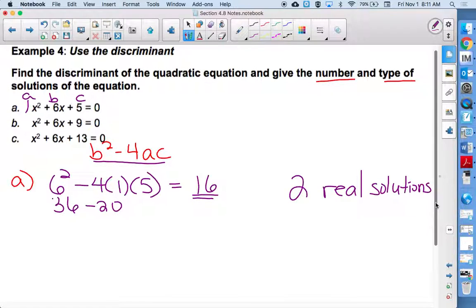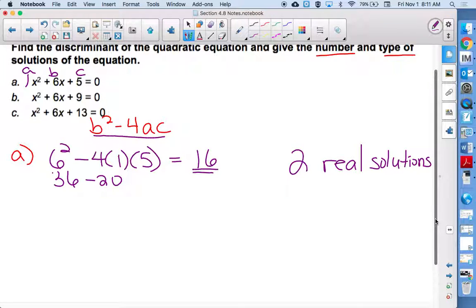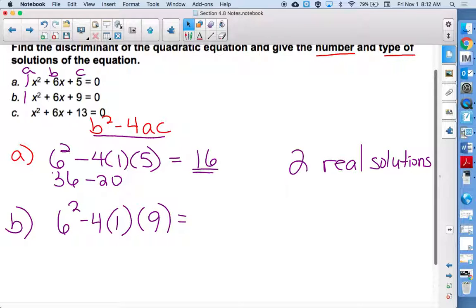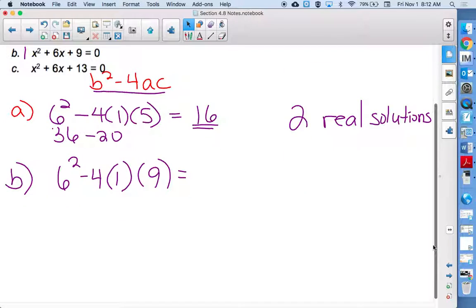See if you can calculate the second discriminant. So keeping 2 pieces the same, but just changing the c value. So we still have 6 squared. We still have a minus 4 times 1, but now c is 9. So we're calculating the discriminant. It tells us how many answers we should have. So Sadie, we have 36 minus? Negative. I guess plus 36. Just what's 4? Yep. That's 36.